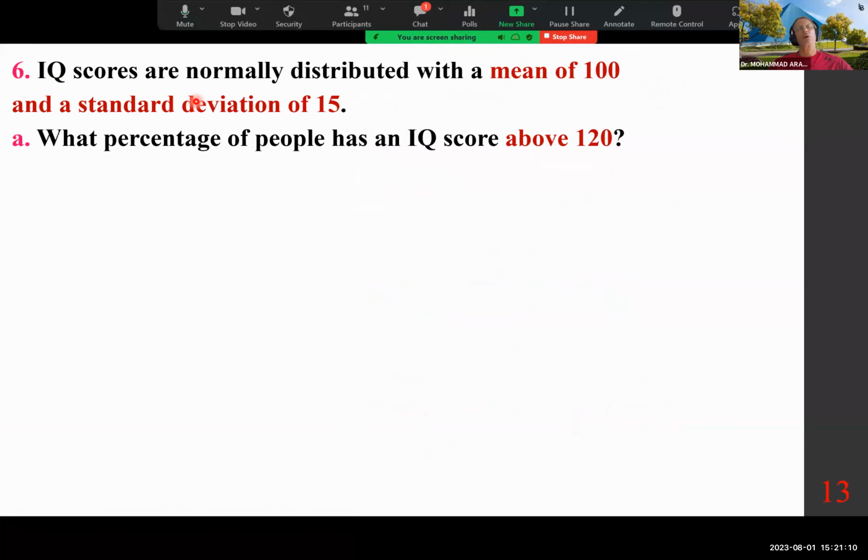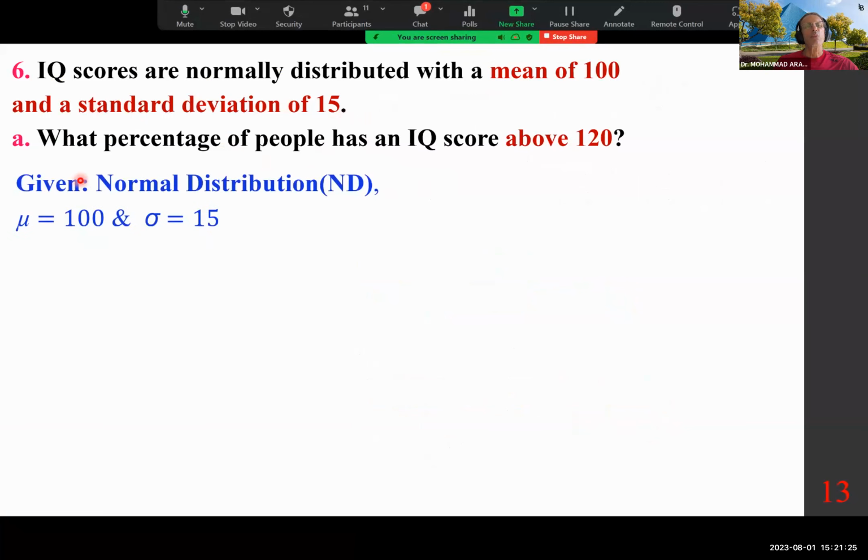IQ scores are normally distributed with a mean of 100 and a standard deviation of 15. What percentage of people has an IQ score above 120? And again, word problem, let's write the given symbolically. We are dealing with ND, short for normal distribution. Mu is 100, sigma is 15. So probability of X larger than whatever this number is, which is 120.